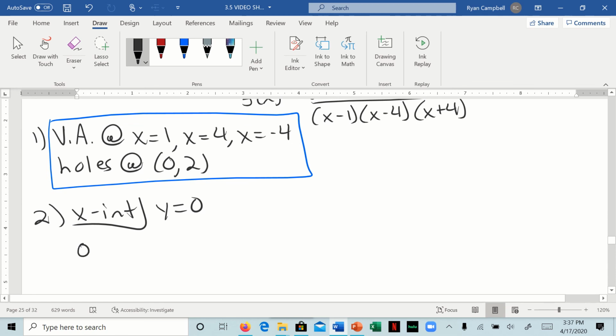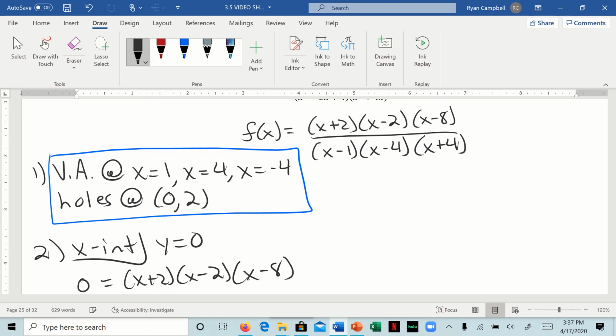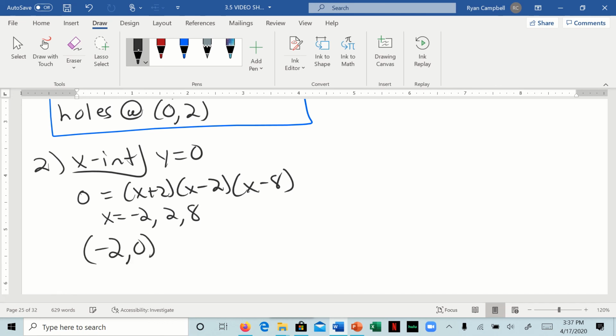Which again, we said that's really just going to be all the top numbers, right? 0 is going to equal x plus 2, x minus 2, x minus 8 when we multiply by the denominator, which means that x is -2, +2, and +8. So we have points at -2, 0, 2, 0, and 8, 0.